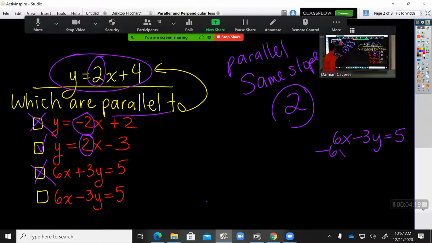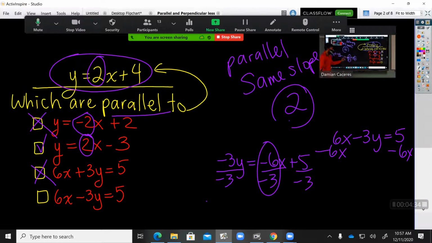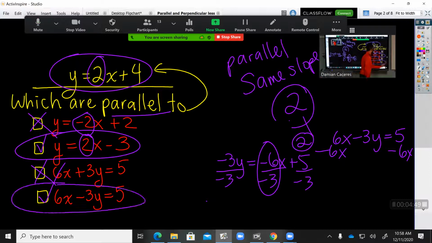On the last one, you still subtract 6x from both sides. That leaves you with negative 3y equals negative 6x plus 5. Now you have to divide by the coefficient, which is going to force you to divide a negative by a negative. A negative divided by a negative is a positive. So negative 6 divided by negative 3 is positive 2. Positive 2 is the same as positive 2. So you would check the last one also. So in this case, B and D are parallel. How do we know they're parallel? Because they have the same slope. Any questions on this one?